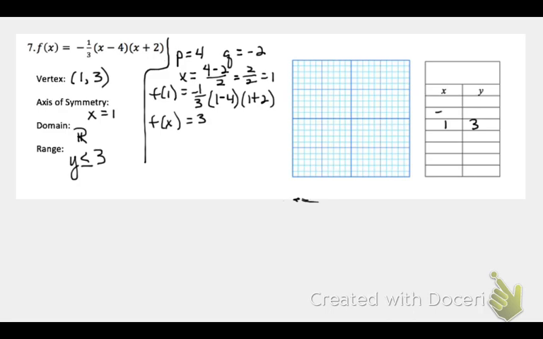So we have negative 2, 0, 1, 3, and 4, 0. So pause the video, draw your xy axis and plot your points, and then come back and check your graph.